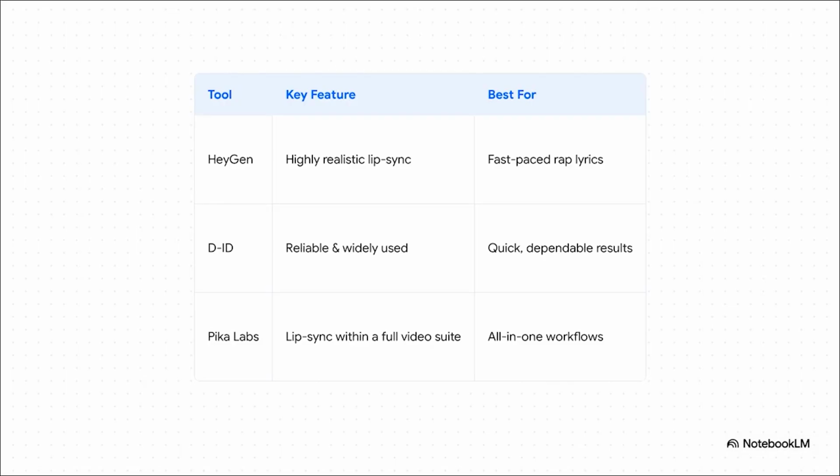So, what are your best options for that A-roll? Well, HeyGen is a real standout. It's known for its incredibly realistic lip sync, which makes it a top choice for rappers. DID is a reliable workhorse, great for quick, dependable results. And then you've got Pika, which cleverly integrates lip sync right into its full video suite, which is perfect if you're someone who likes an all-in-one workflow.